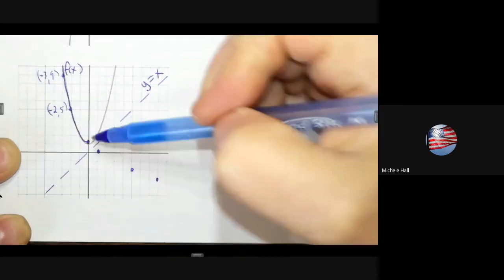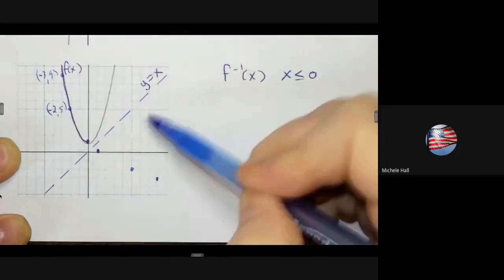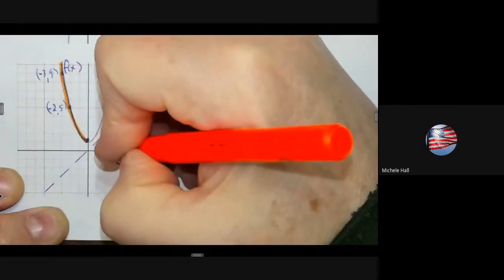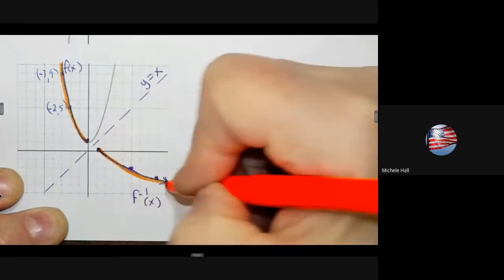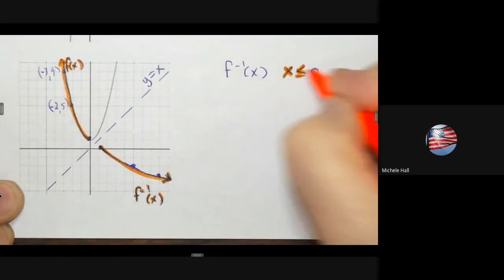We can see that the behavior is going away from the y equals x. We have f of x and we have f inverse of x. And this is for when x is less than or equal to 0.